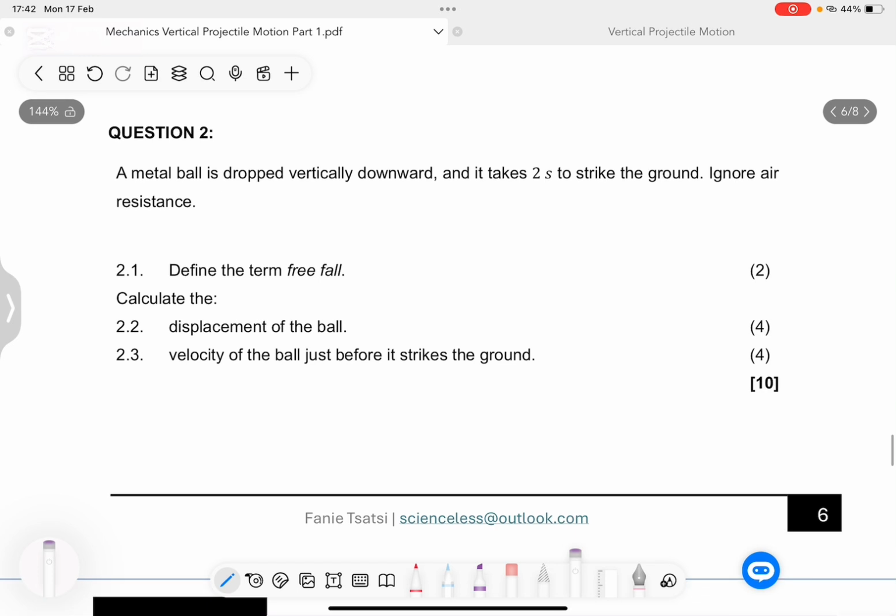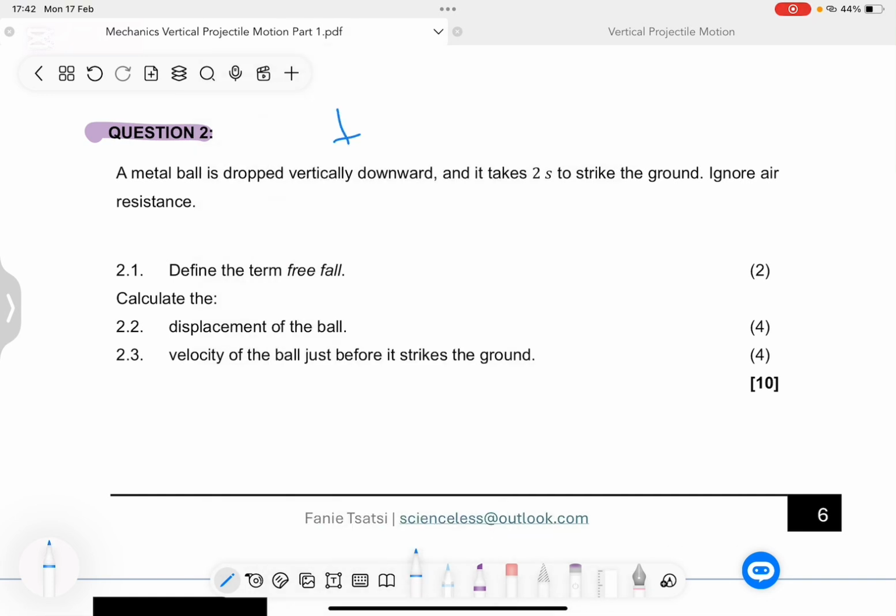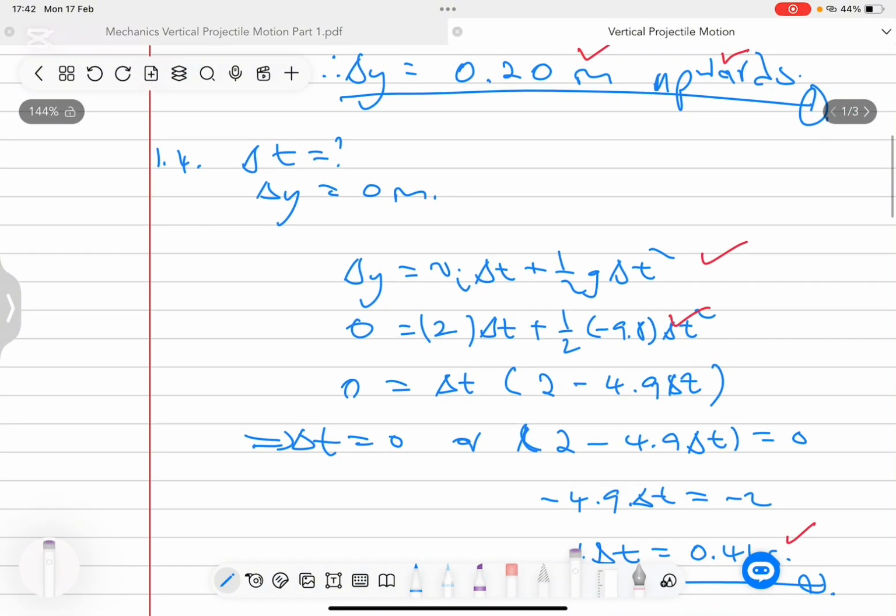We are going to look at question 2 now. In question 2, they say that a metal ball is dropped vertically downward, and it takes 2 seconds to strike the ground. Ignore air resistance. Now, as I'm reading this question, it is part of interpretation to read the question. Now, I'm going to break this question down.